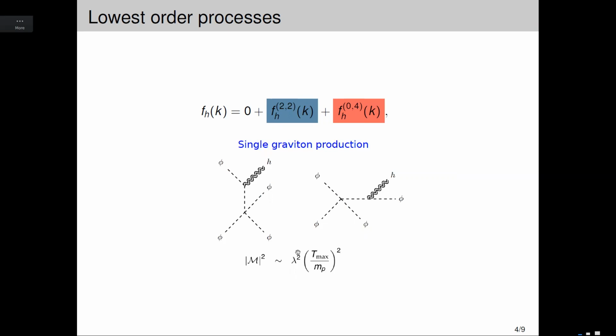Now you can also understand the naming convention here. The 2 comes from the lambda, and this 2 here comes from the Tmax over m Planck. Because, as I said, you have 2 expansion parameters: one is the coupling in the Higgs portal, and one is Tmax over m Planck. All right, this is the first lowest order contribution.